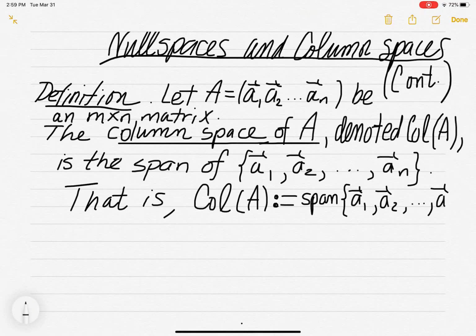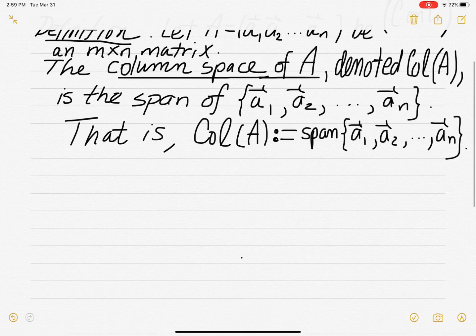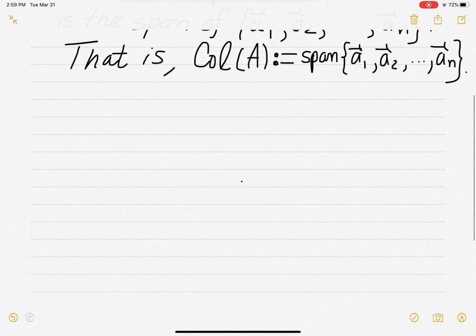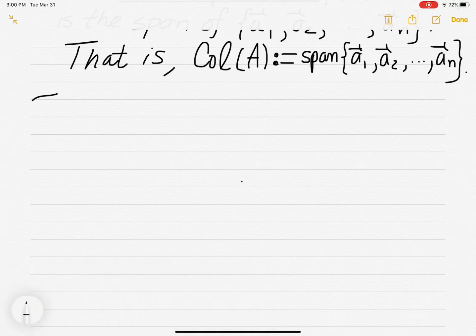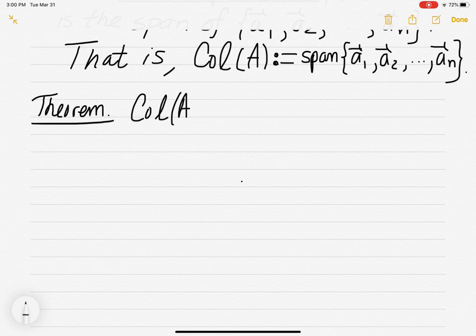So it's just a linear combination of the columns of A. Literally, that's what the column space is. It's all the linear combinations of the columns of A. So here's an important result. We're calling it a space, right? Column space. It's a subspace. It's a theorem. The column space of A, col of A, is a subspace.